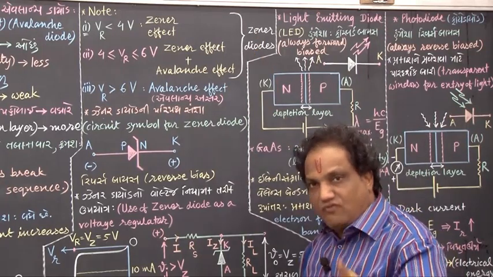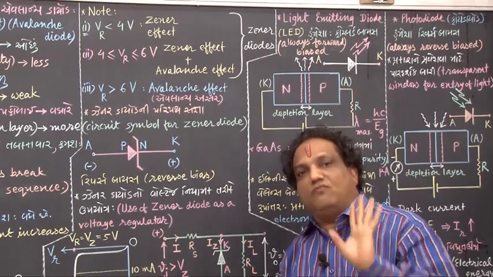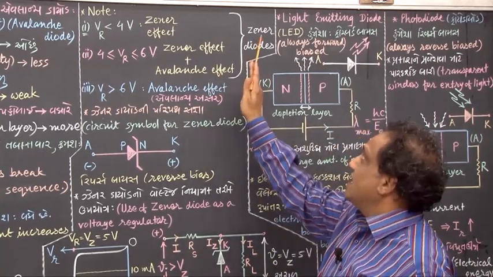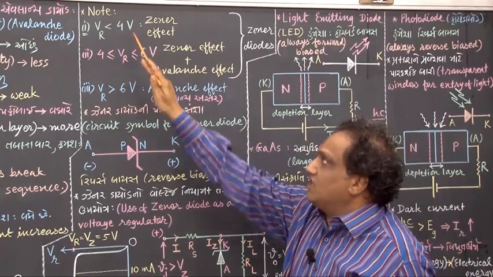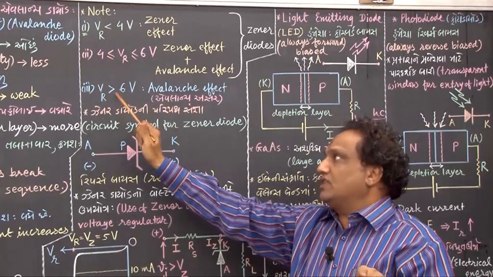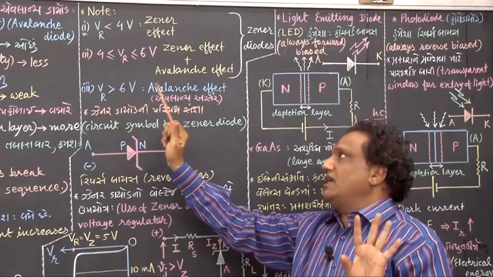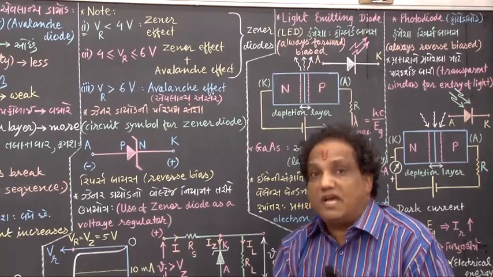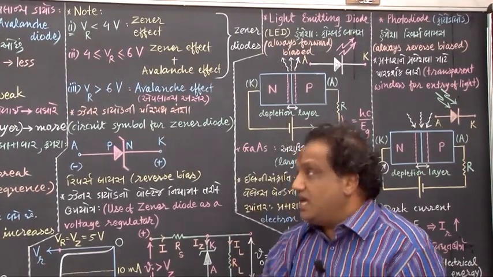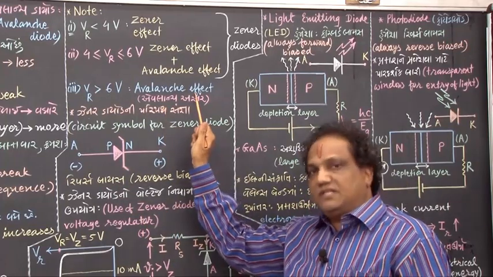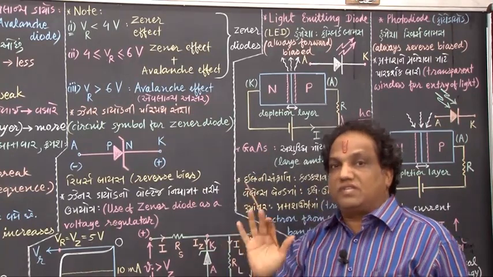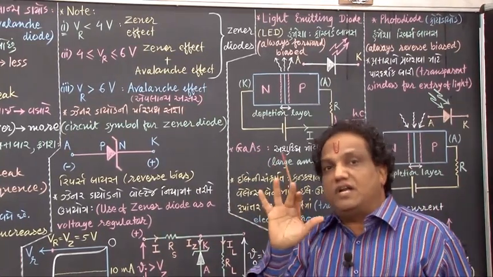A PN junction diode for which the reverse breakdown voltage is less than or equal to 6 volt is called a Zener diode. So we will call all these diodes Zener diodes. But if reverse breakdown voltage is more than 6 volt, then we call it avalanche diode. What do we call it? Avalanche diode. Because there the breakdown is occurring due to only avalanche effect, correct? Now onwards, our discussion will be limited to Zener diodes.